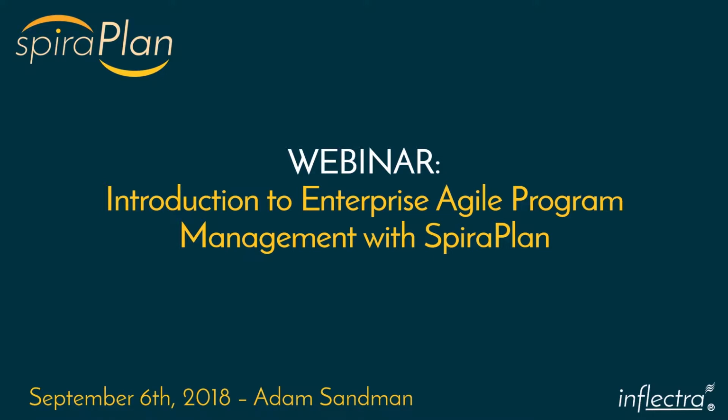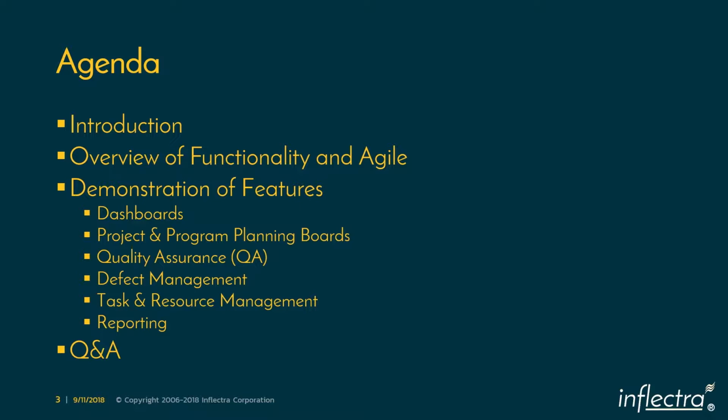In today's video, we'll first give an overview of what is Agile and Program Management. Is it an oxymoron, or can you have Program Management and Agile and not be in conflict with each other? Then we'll look at some of the specific features of SpiraPlan and how it bridges the gap between enterprise program management and the Agile Manifesto and the Agile philosophy and avoiding micromanagement.